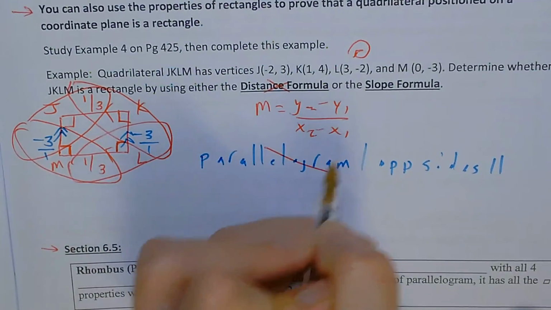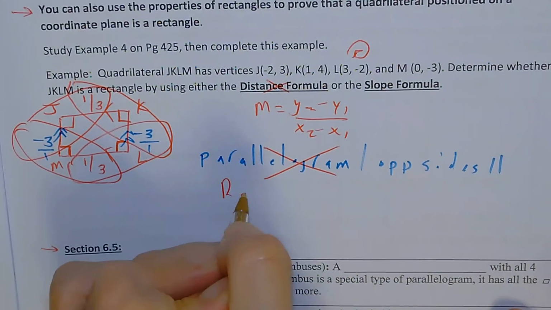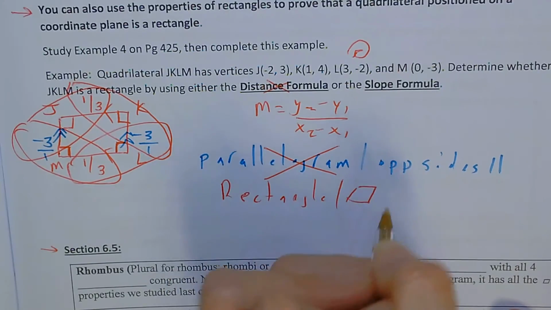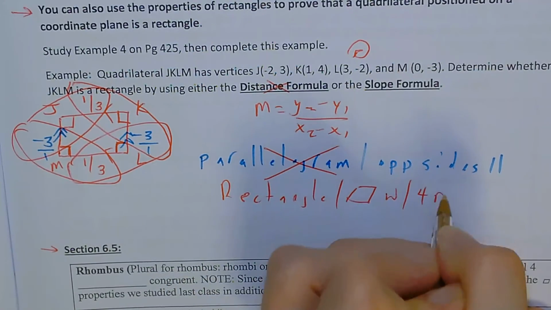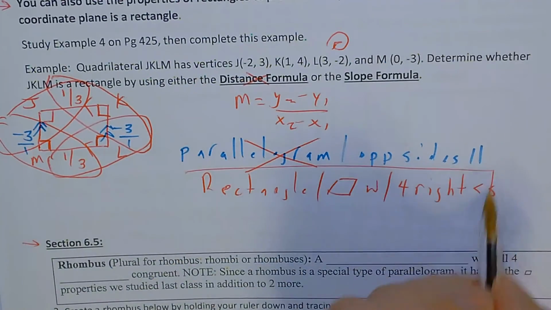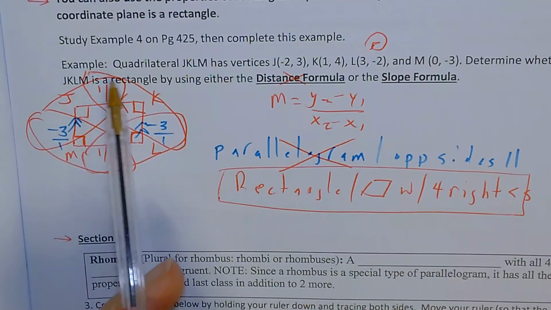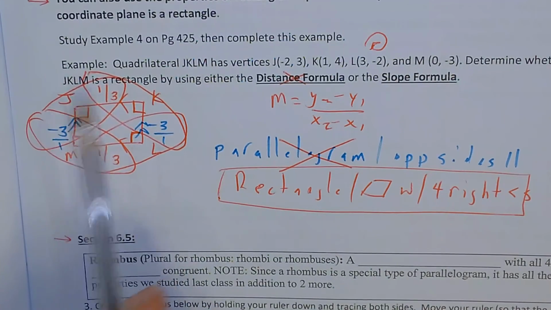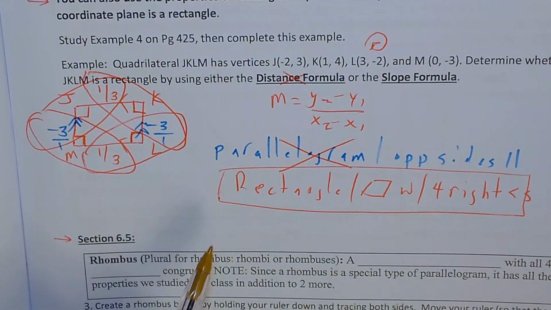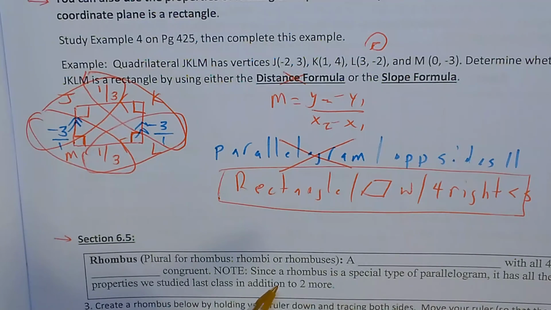So instead of calling this a parallelogram, we have a better name for it. We can actually call it a rectangle. And that's because it's a parallelogram with four right angles. So that's the best name for it, rather than just calling it a parallelogram. So what I did is I used my slopes to prove that it was a parallelogram, and then I used my slopes to compare the corners to make sure they were opposite reciprocals. If they are, the corners are all right angles because they would be perpendicular to each other.